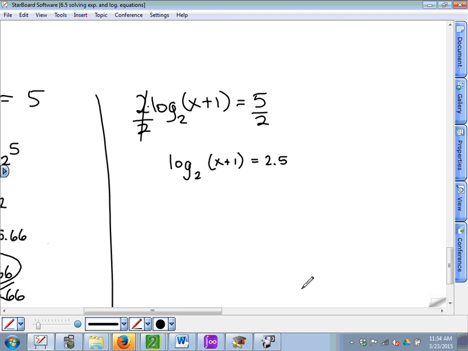How do you get rid of a log base 2? Use a base 2 here and a base of 2 there. 2 to the log base 2 cancel each other out. So you have x plus 1. And remember, this is not 2 times 2.5. It's 2 raised to the 2.5 power. And that's 5.66, right? If you subtract 1, you get 4.66.